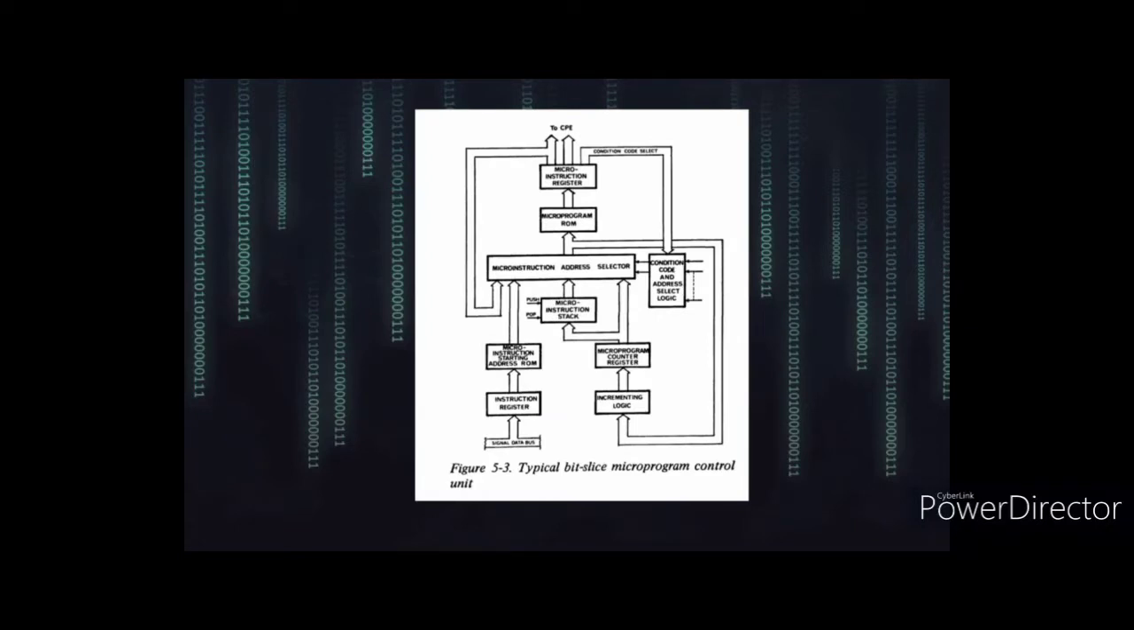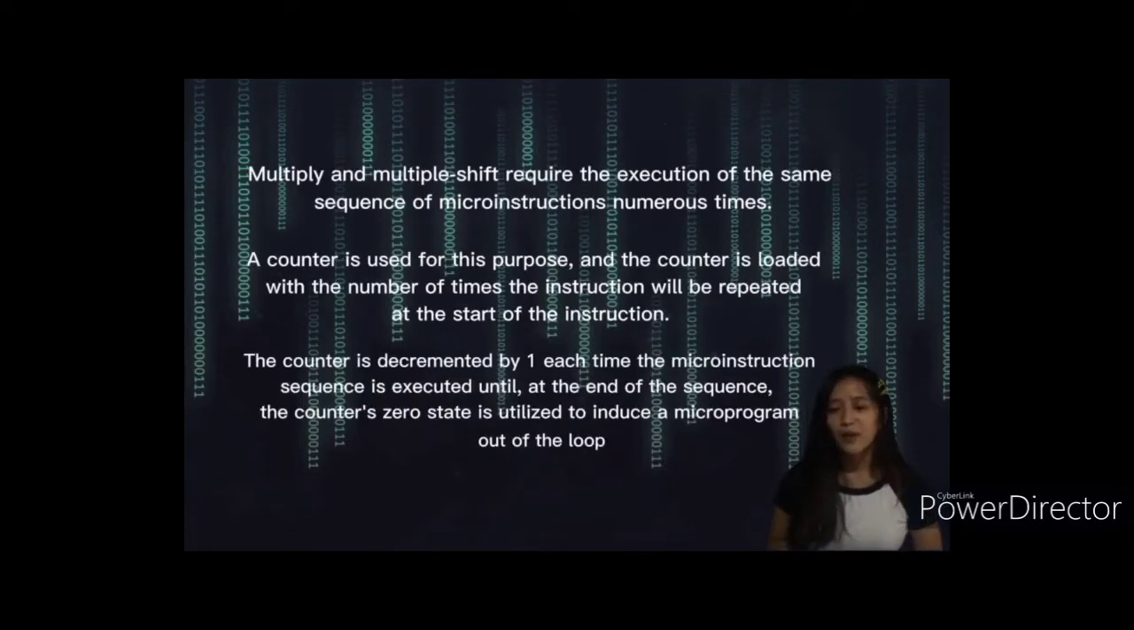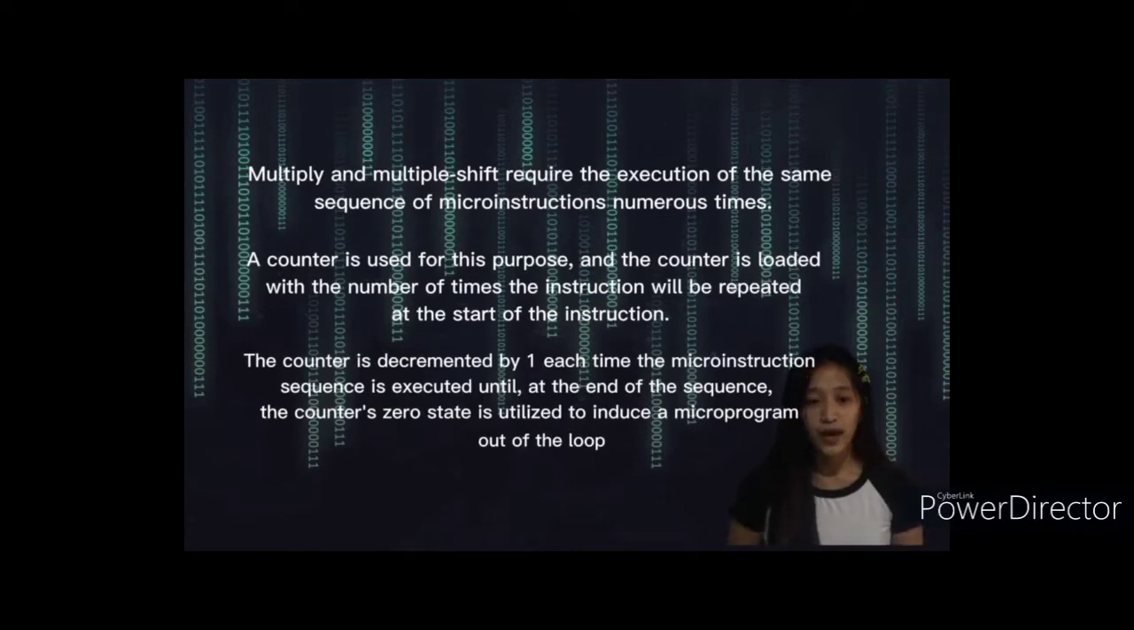Figure 5.3 shows the typical bit-slice microprogram control unit. Multiply and multiple shift require the execution of the same sequence of micro-instructions numerous times. A counter is used for this purpose, and the counter is loaded with the number of times the instruction will be repeated at the start of the instruction. The counter is decremented by 1 each time the micro-instruction sequence is executed, until at the end of the sequence, the counter 0 state is utilized to induce a microprogram branch out of the loop.